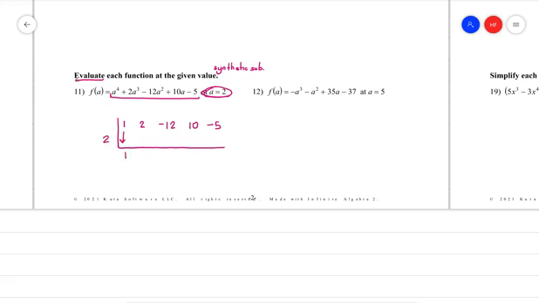Bring down the first term, multiply the outsides. 2 times 1 is positive 2. 2 plus 2 is 4. 2 times 4 is 8. Negative 12 plus 8 is negative 4. Negative 4 times 2, negative 8. 10 minus 8 is 2. 2 times 2 is positive 4. Negative 5 plus 4 is negative 1. With synthetic substitution, that is my answer. So f of 2 is negative 1.